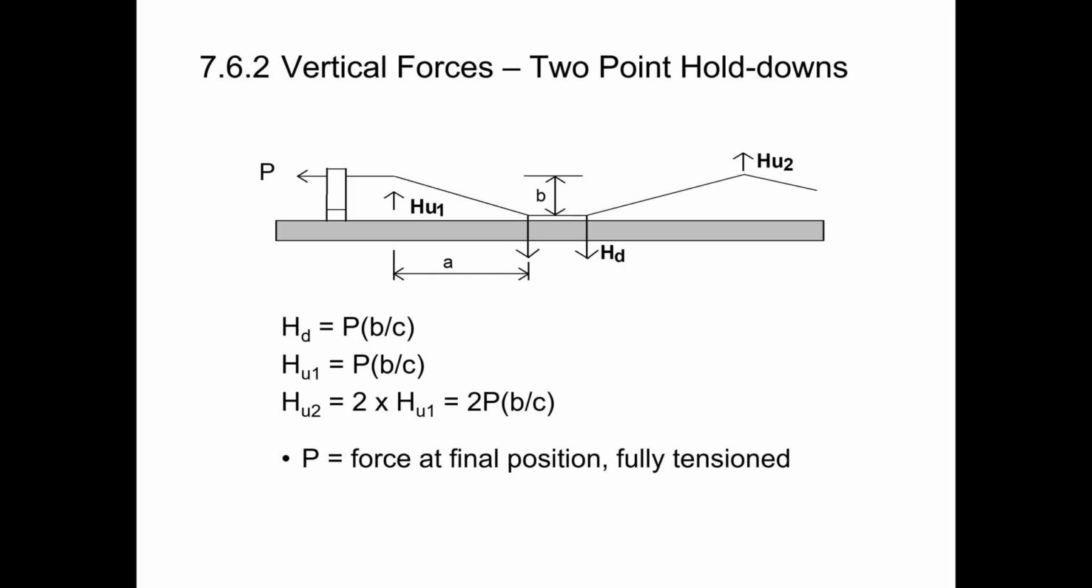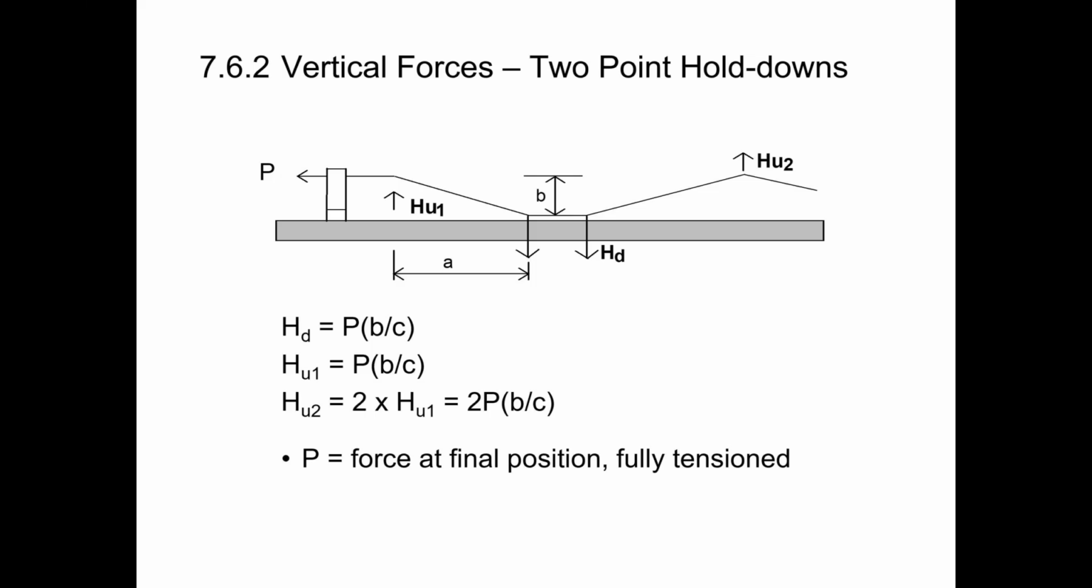If the engineer said we need to have 30,000 pounds in the strand and we've done everything correctly, we end up with 30,000 pounds in the strand, then our hold down force would be 30,000 pounds times B divided by C. All right, for our hold up device, the geometry is the same, A is the same, B is the same, C is the same. So our hold up number one, the vertical force is P times B over C.